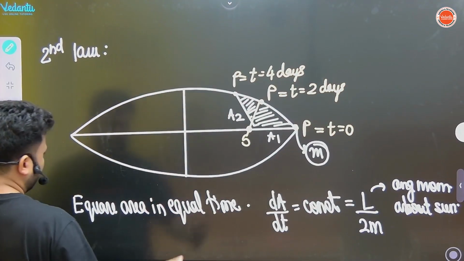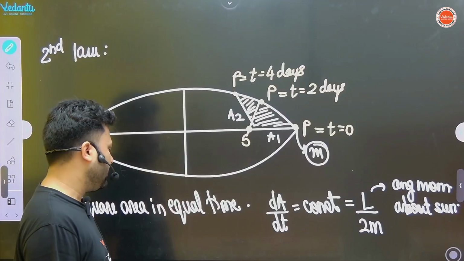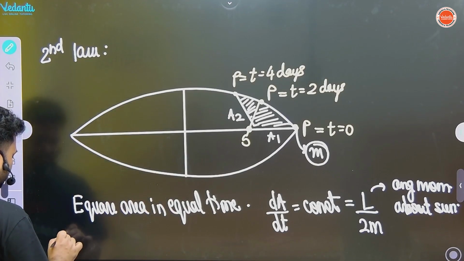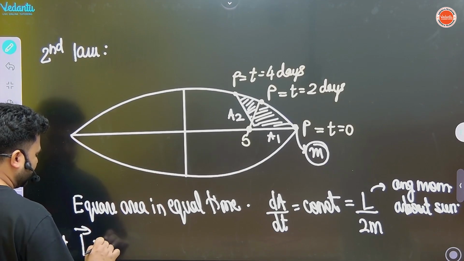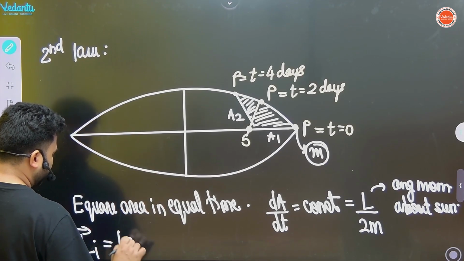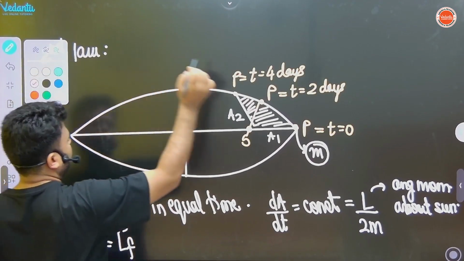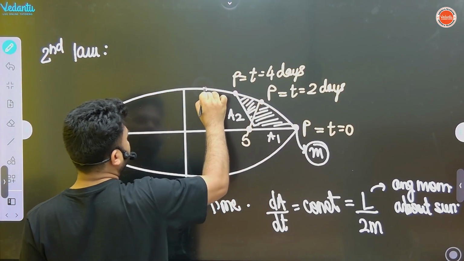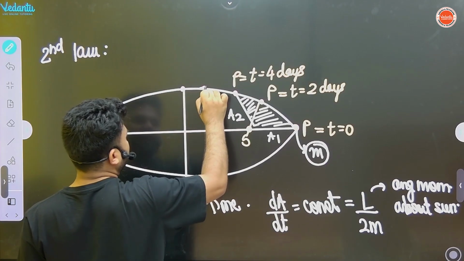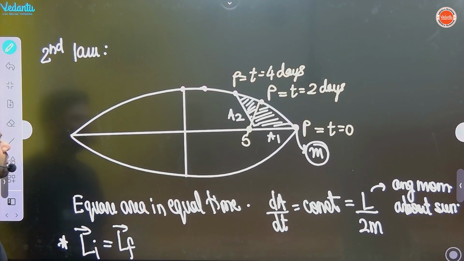They don't ask questions from this. One thing they ask from the second law, always remember, angular momentum is conserved. Angular momentum initial equals angular momentum final. Means wherever the planet goes, here, here, here, here, its angular momentum will always be constant. Its angular momentum is not going to change.